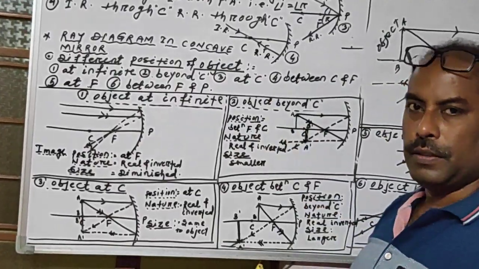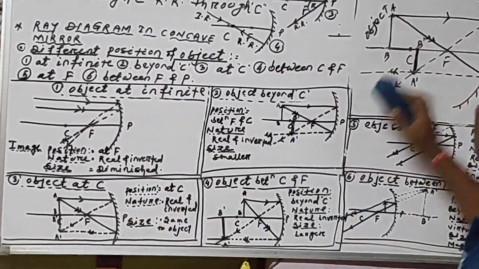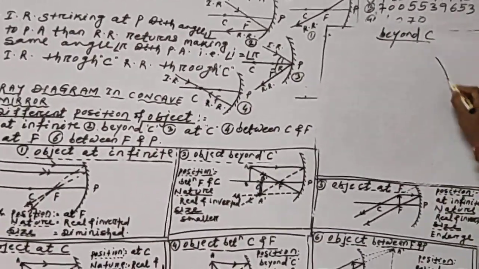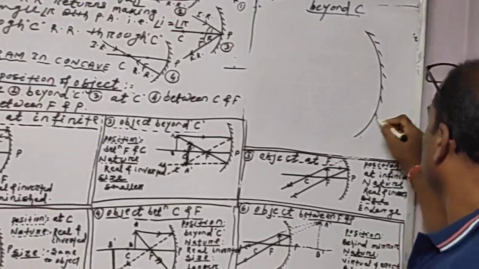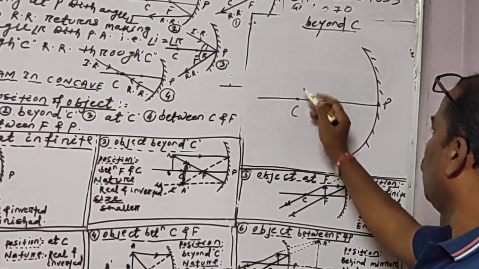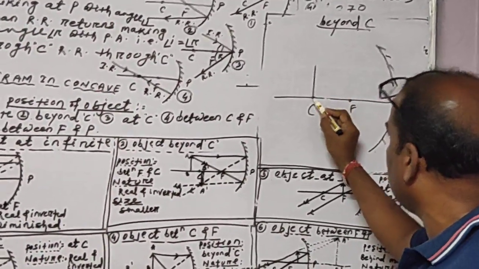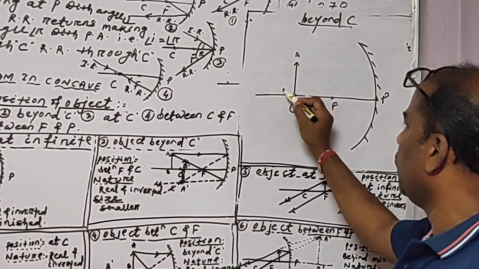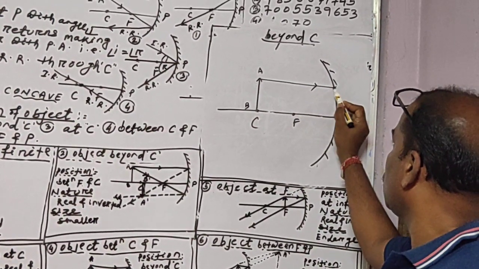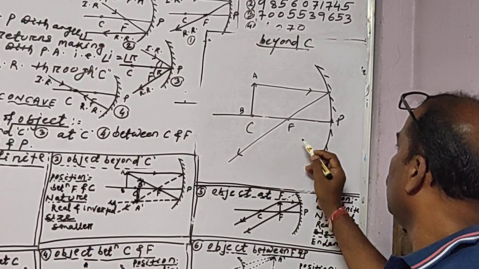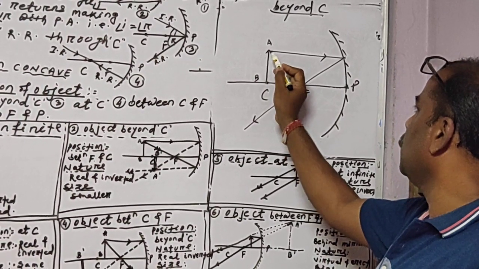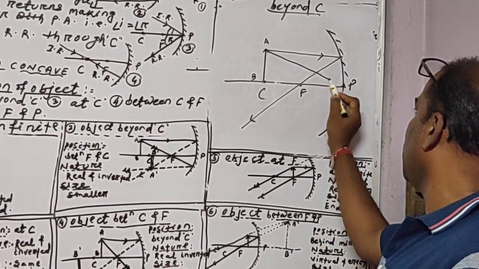Now point 3. That is, point 3 is at C. At C, let us see again. Exactly when the object is placed at C, we have to draw the same thing. Principal axis, point P. Suppose this is C, midpoint F. Now the object we have to write, placed exactly on the C. Arrow mark, name AB. Then the first ray is parallel to the principal axis. It will pass through the F, going back. Now we can take any, either through F or through P. Suppose this time I am taking through P.